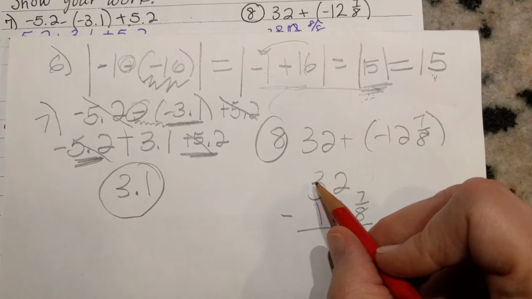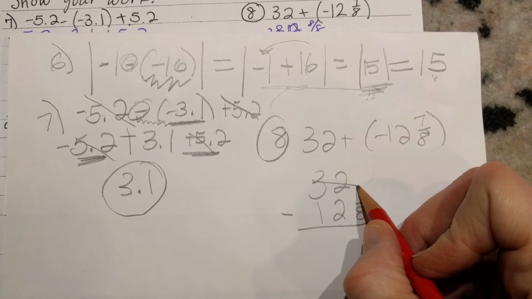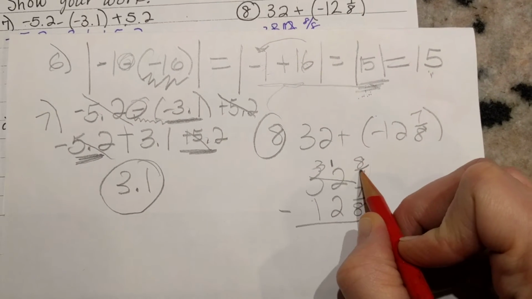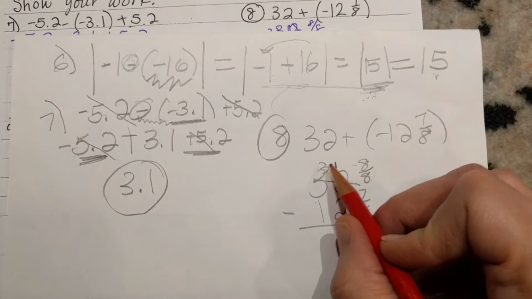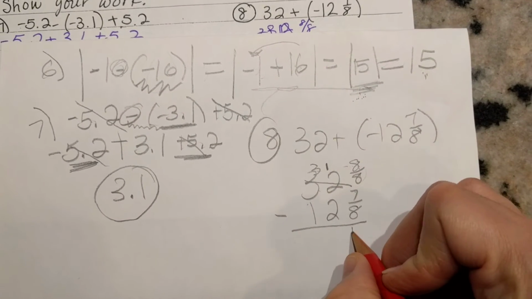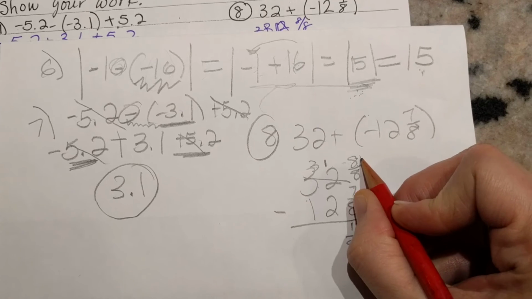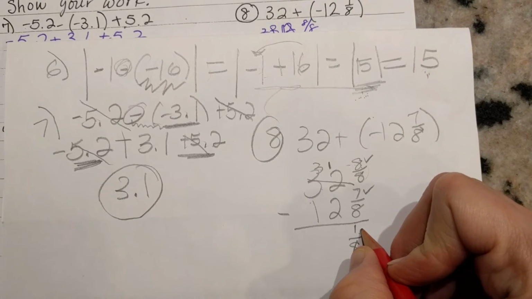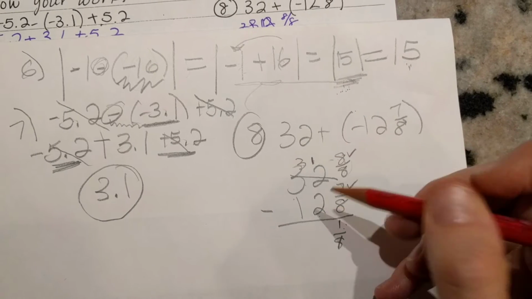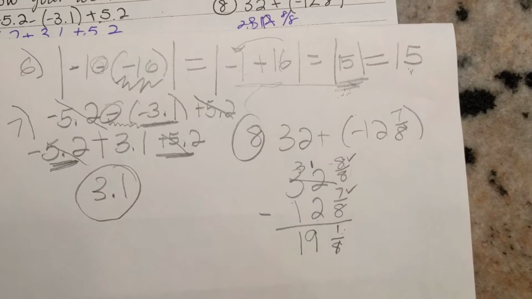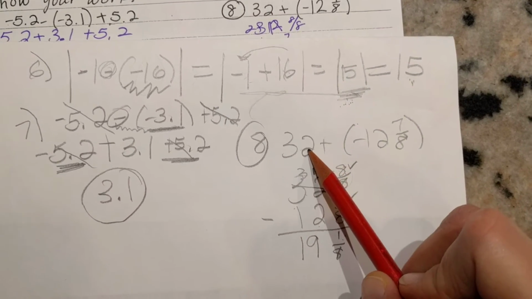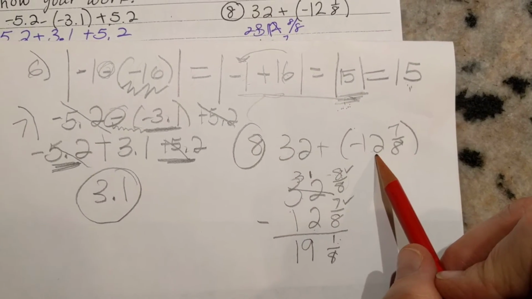So we have to rewrite this to look a little different. So this guy is going to become 31, and this is going to become 8/8. When you add these two up, you get 32. 8/8 minus 7/8 is 1/8. 8 minus 7 is 1. Keep the denominator. And then 31 minus 12, you get 19. Done. Positive, because this gives you a bigger absolute value than this.